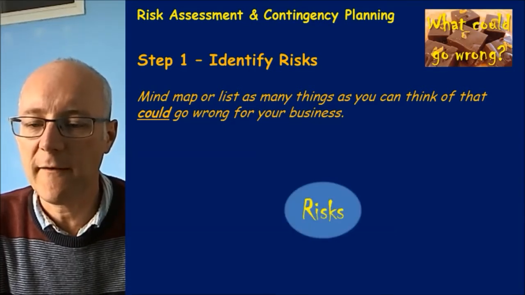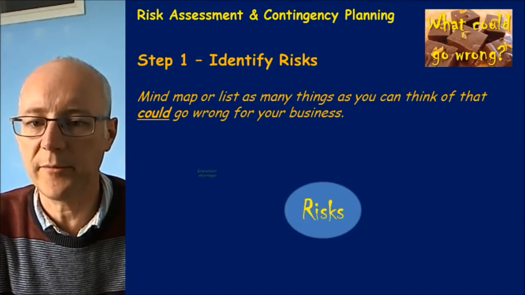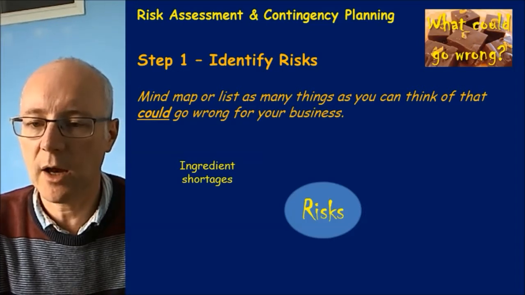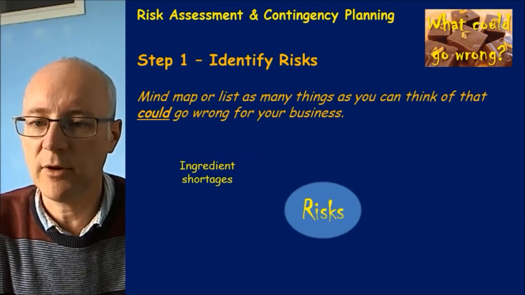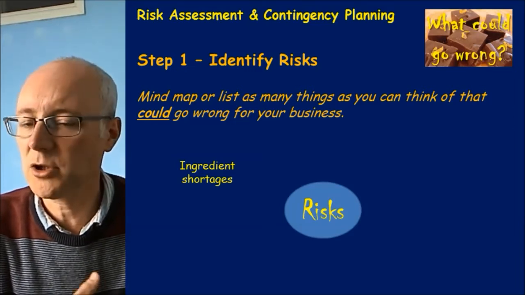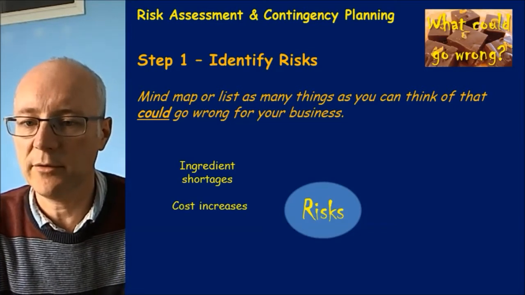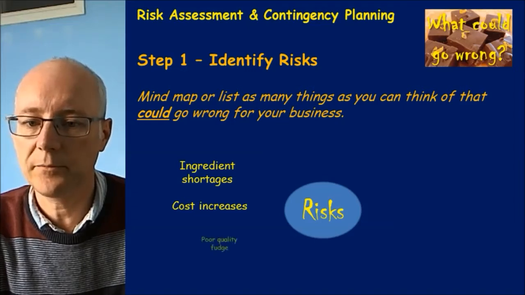So if we take my fudge business example, here are some risks that I've come up with. There could be shortages of ingredients, particularly in the current coronavirus situation. There have been shortages of various different ingredients in shops, and if I can't get particular ingredients for making my fudge, I can't make the fudge. There could actually be cost increases on those ingredients, and that could affect how profitable my business is, or the price that I can afford to sell the fudge for.